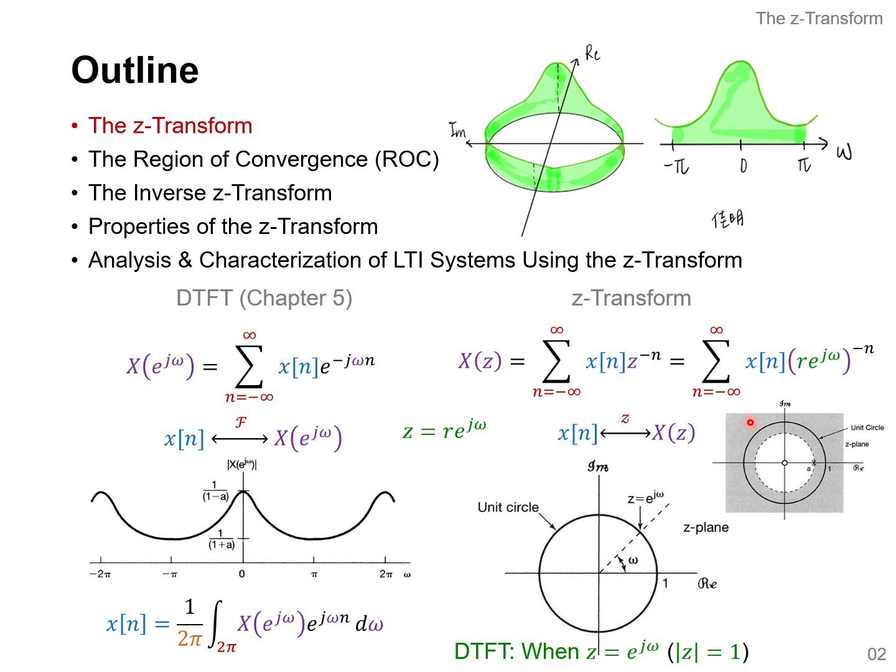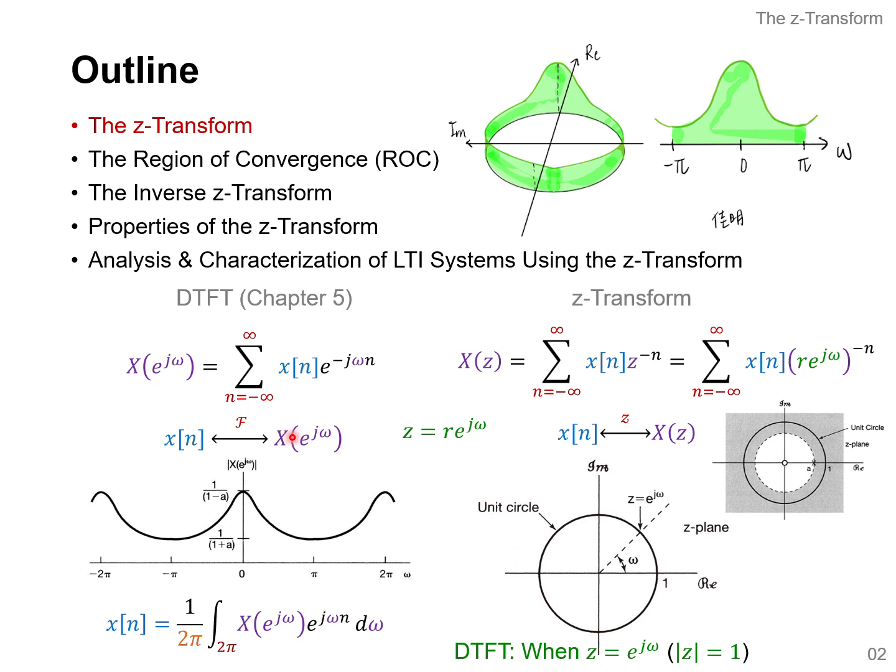First, let's look at the Z transform itself. It uses a complex variable called Z. Z equals R times e to the j omega. The definition is given by the equation. When the magnitude of Z equals 1, the Z transform becomes the DTFT.